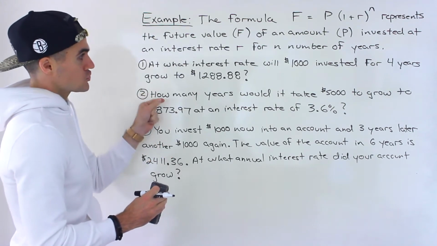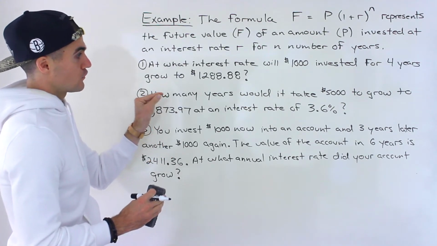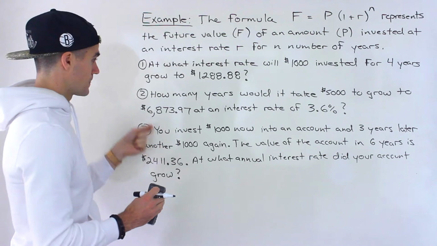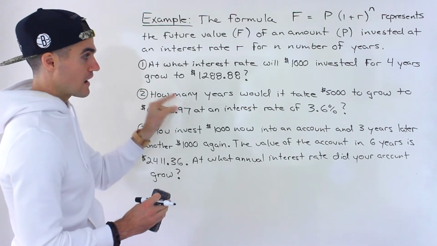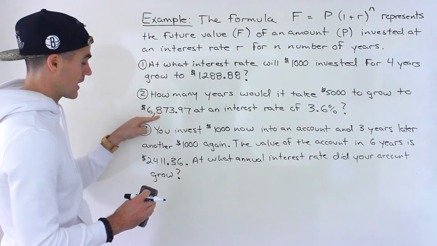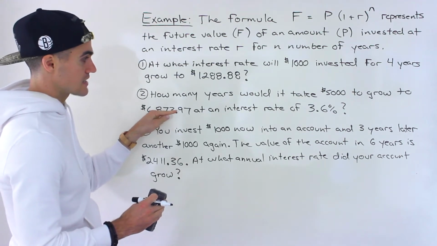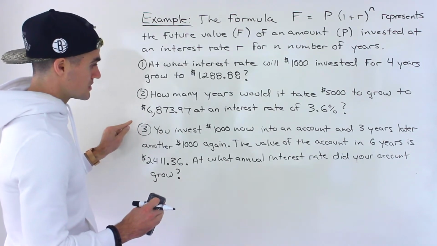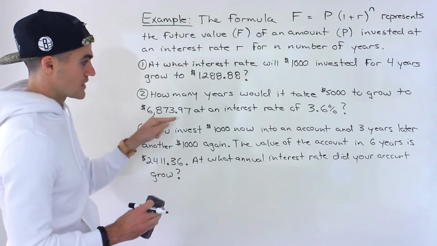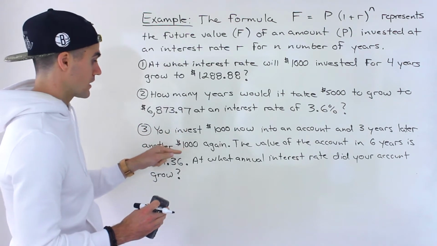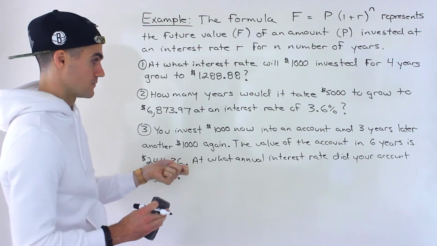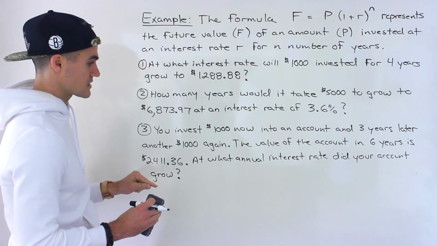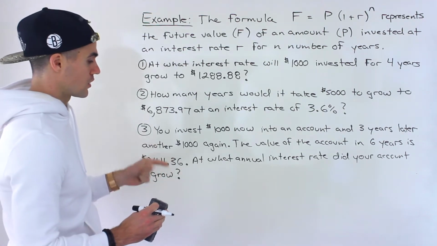Number one, at what interest rate will $1,000 invested for 4 years grow to $1,288.88? Number two, how many years would it take for $5,000 to grow to $6,873.97 at an interest rate of 3.6%? And number three, the toughest scenario of all of them, in my opinion: you invest $1,000 now into an account, and 3 years later you invest another $1,000. The value of the account in 6 years is $2,411.36. At what annual interest rate did your account grow?